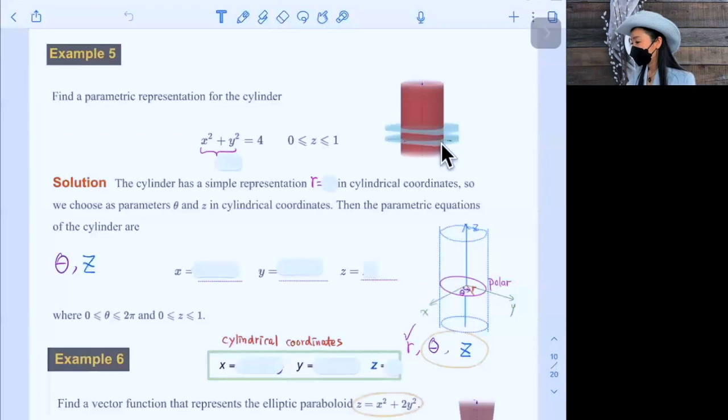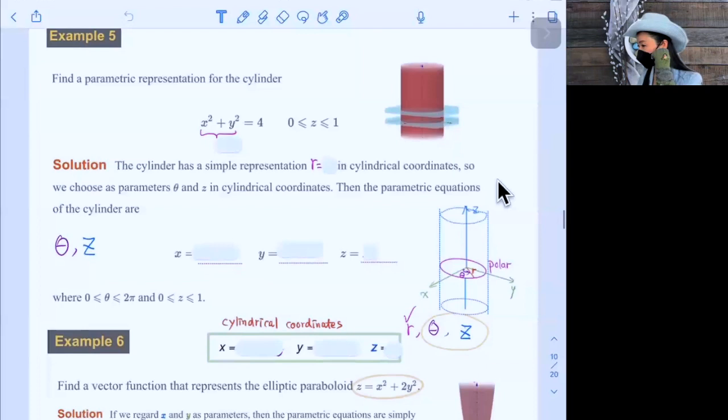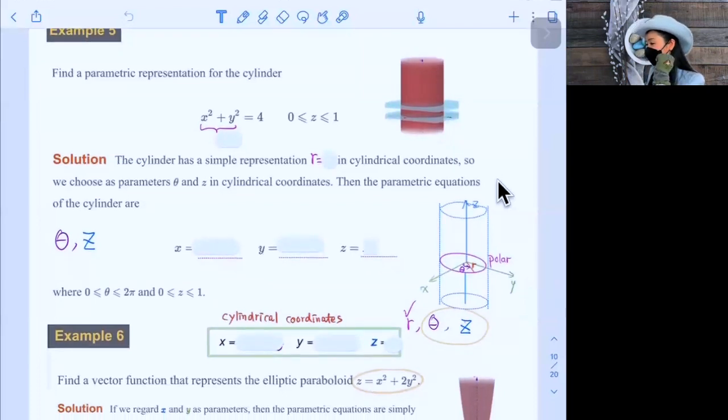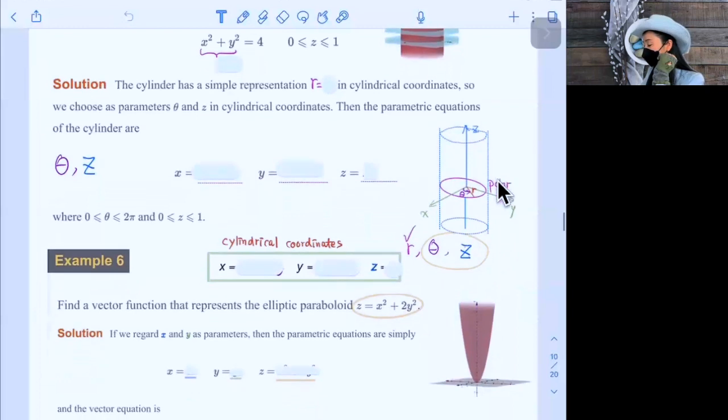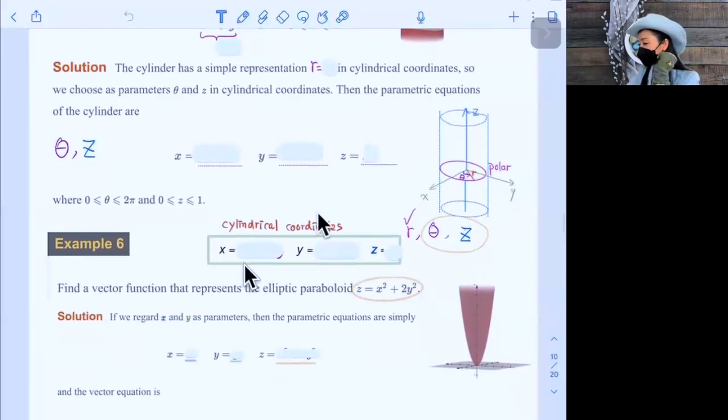Now, how can I find a parametric representation? We have to decide what parameter to use, which one is u and which one is v. We need to pick the parameters. Looking at this, it's a cylinder, so naturally we think about cylindrical coordinates to represent this. Let's do a quick review of cylindrical coordinates over here.